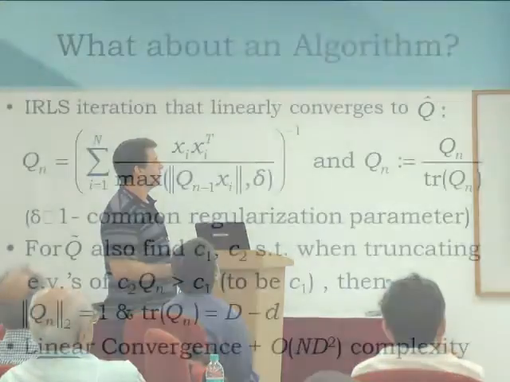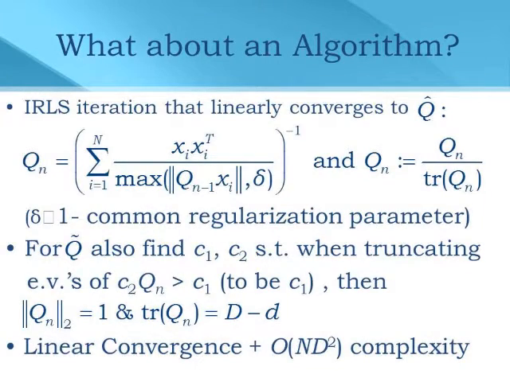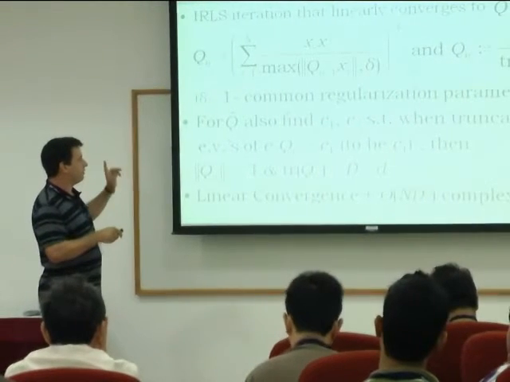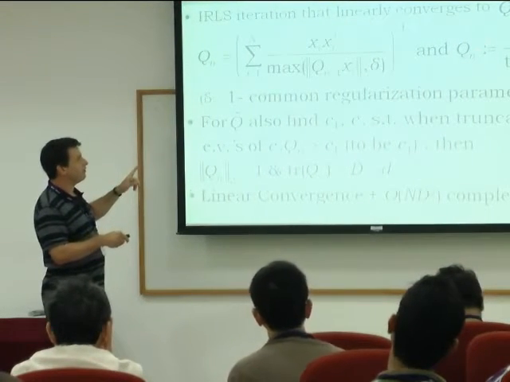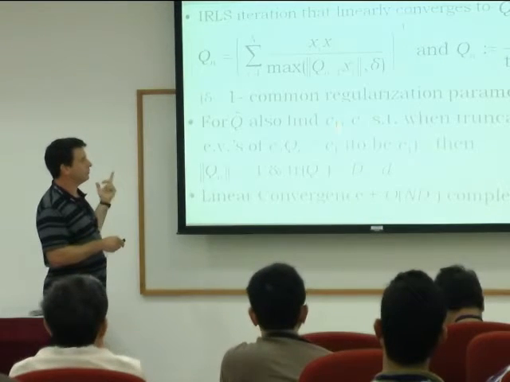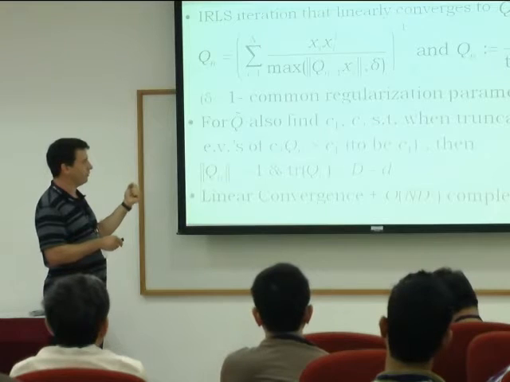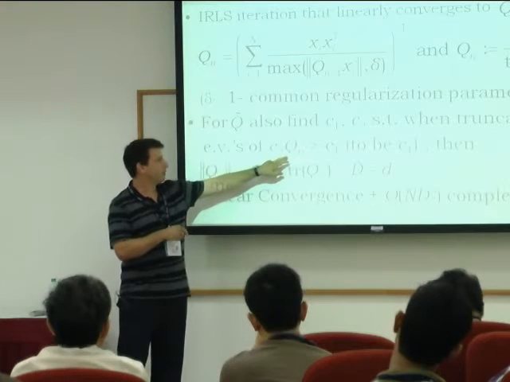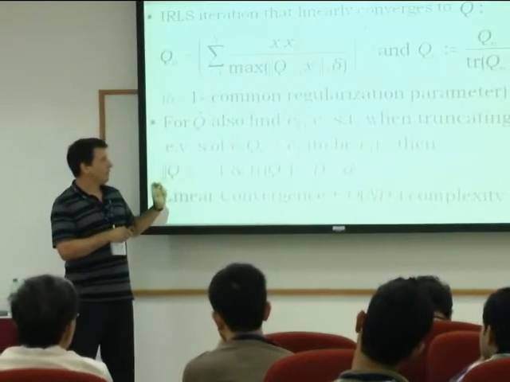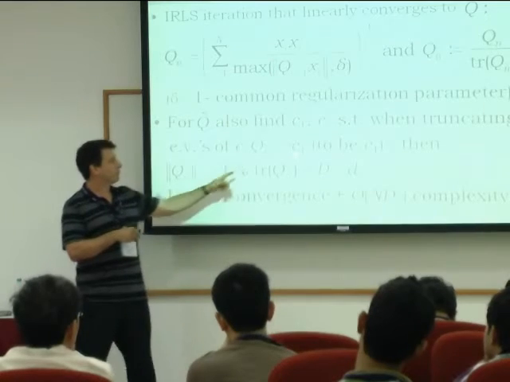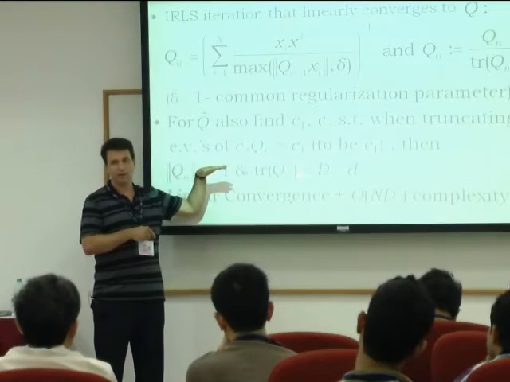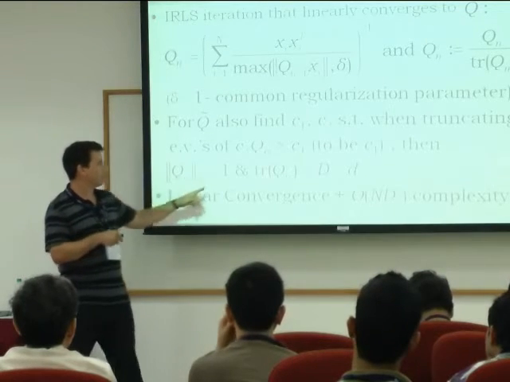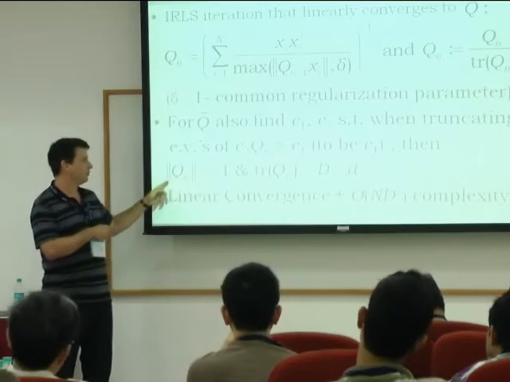That's what I talked about very briefly. So that's what I write here. You run this iteration, but instead of doing this update, you do the following thing. You now have two constants, C1 and C2. You'll have to solve them in the following way. Suppose you know them. What you do is take C2 times Qn. You truncate all eigenvalues which are bigger than this threshold. You just make them C1. And the way you choose these constants is that you just want the trace to be this and the two norm to be this.